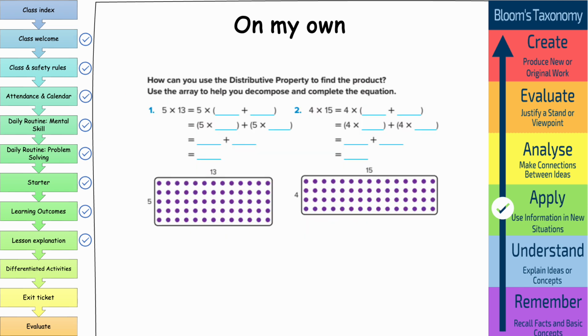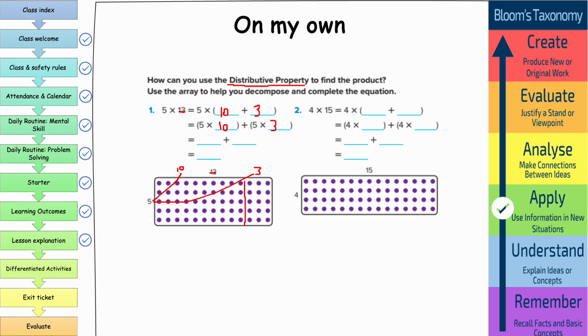Okay, I will do one question of this page with you. How can you use the distributive property to find the product? Use the array to help you decompose and complete the equation. So we need to decompose 13. It will be 3 and 10. So we will be multiplying 5 by 10 and 5 by 3. So 13 is decomposed to 10 and 3. So 5 times 10 and 5 times 3.